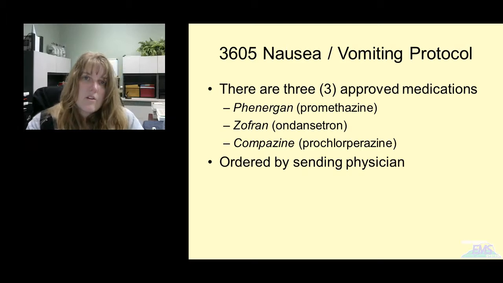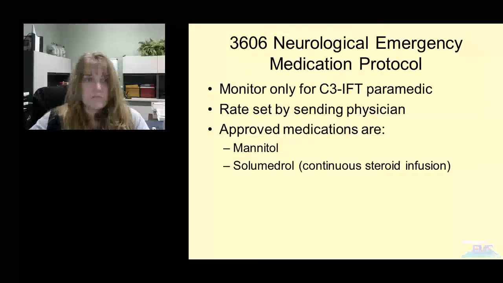With 3605, we're talking about the nausea and vomiting protocol. There are 3 medications: Phenergan, Zofran, and Compazine. It's ordered by the sending physician. The biggest thing that we look at with this is that our primary one that we want to go with is the Zofran. It has fewer side effects than the Phenergan or the Compazine.